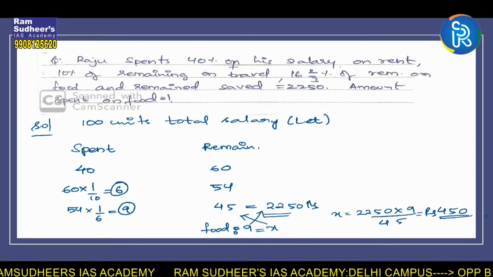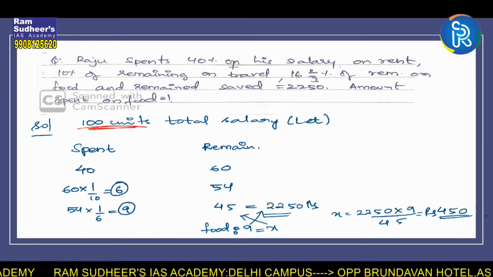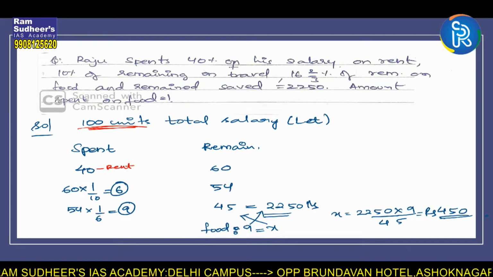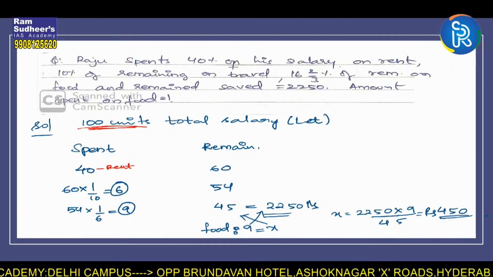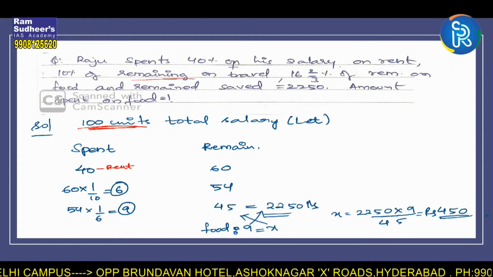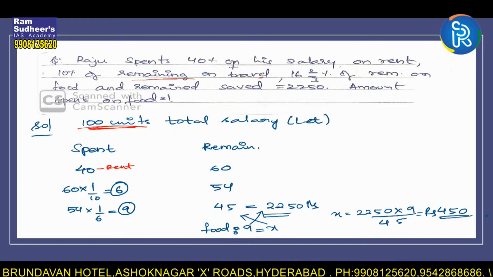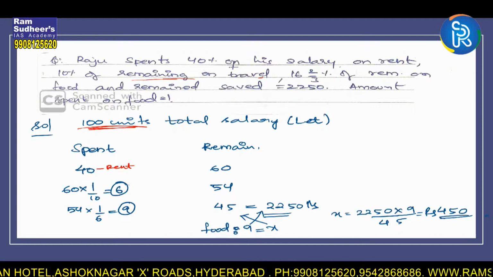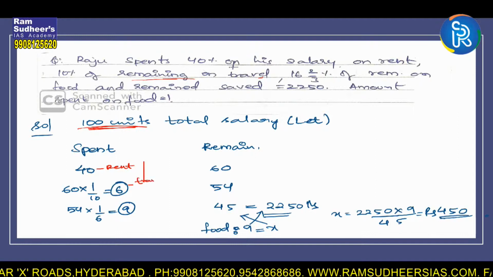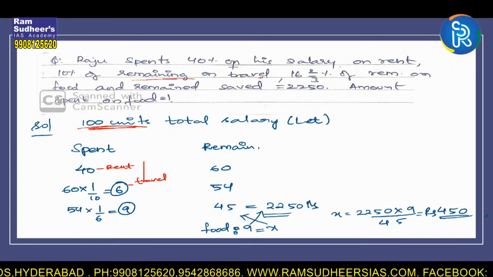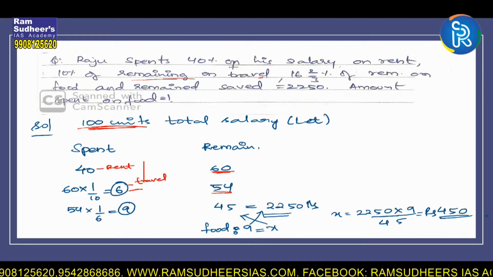Now, I'll assume his total salary to be 100 units. He spent 40% of his salary on rent, and the remaining is 60 units. And of these 60 units, 10% is spent on travel. So 60 into 1 by 10, 10% is 1 by 10, and therefore 6 units is spent on travel. Of the 60, 6 is spent on travel, and therefore the remaining is 54.